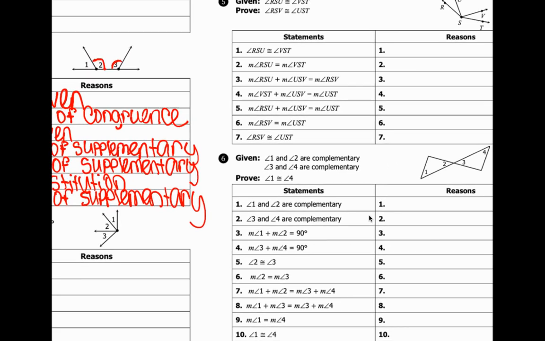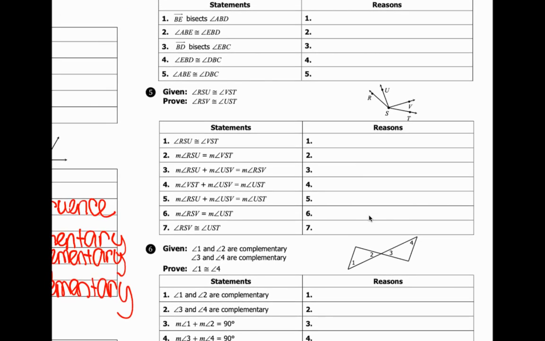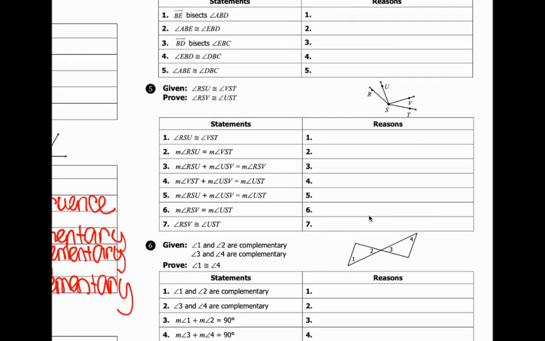So let's move over here. So 4, I'm gonna let you try, but we'll do 5. So 5, they tell us RSU is congruent to VST. So let's mark that. So the first statement's given. Then they say if the angles are congruent, then the measures are equal. So that's definition of congruence.